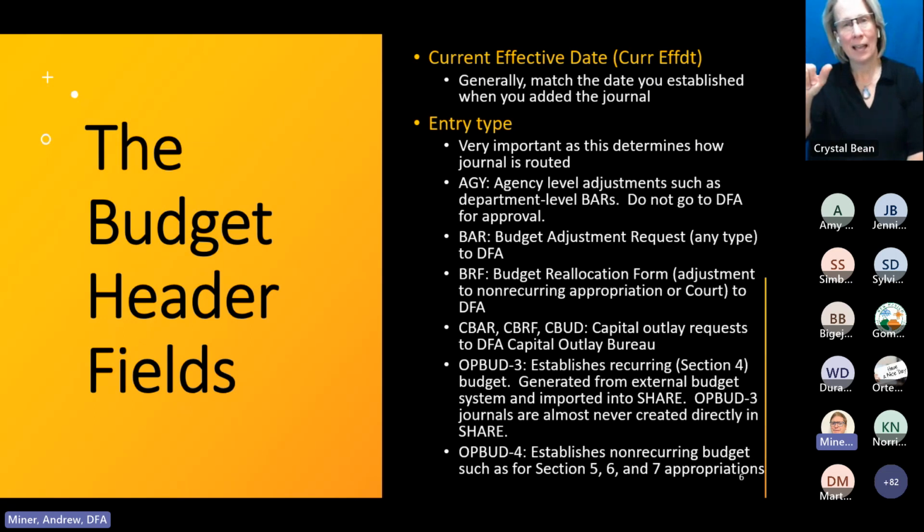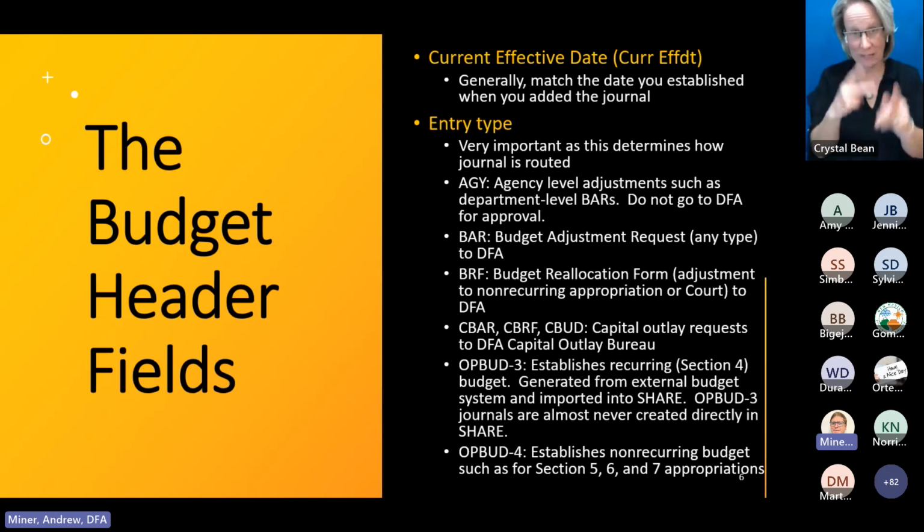Okay, so AGY are for agency level adjustments, such as department level bars. Okay, so like I talked about yesterday, these are those bars that you do at the sub P code level, at that department 10-digit code level that you have the authority to adjust and post yourself, and they don't go to DFA. So this is what you use for everything that you have the authority to do yourself, because these will not go to our queue, will not go to the DFA to be approved. Okay. Pretty much everything else that you see on this will go to DFA. So it's just a matter of selecting the right entry type for the type of action that you're doing.